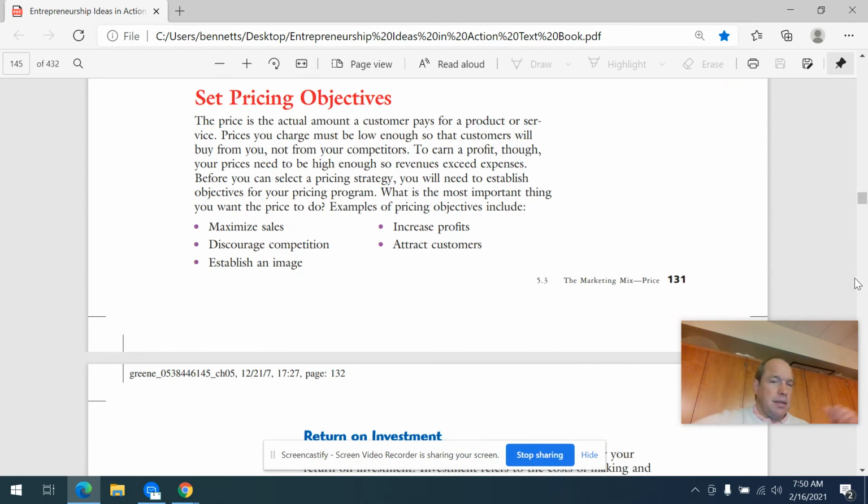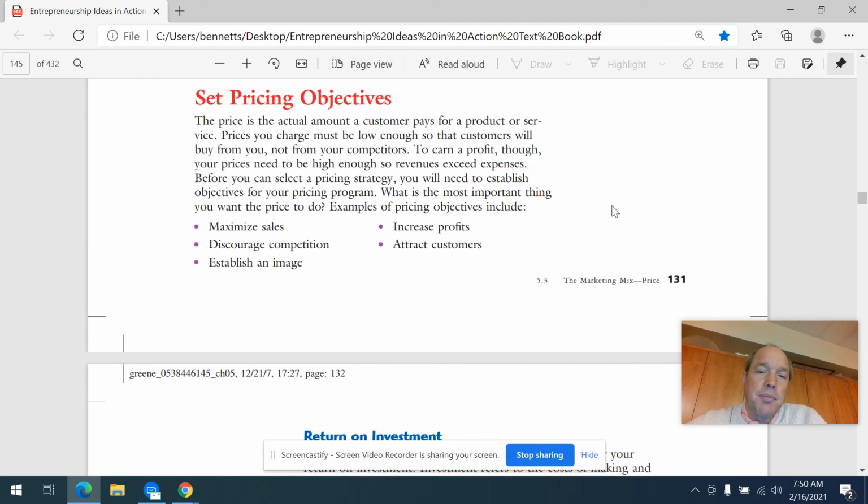Setting pricing objectives, there on page 131 of the text. The price is the actual amount a customer pays for a product or service. The prices you charge must be low enough so that customers will buy from you, not from your competitors. To earn a profit, though, your prices need to be high enough so revenues exceed expenses.